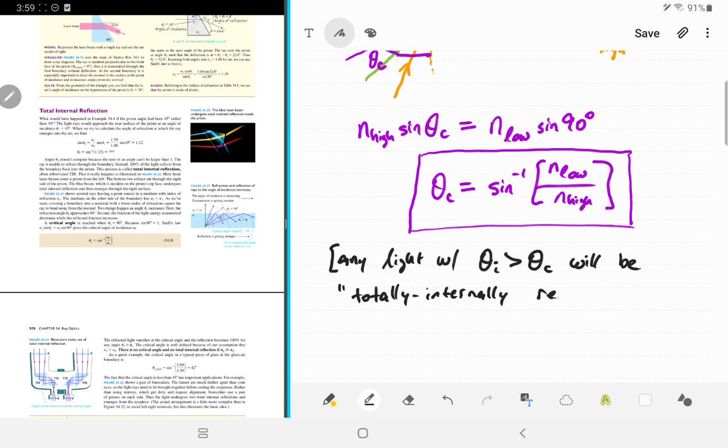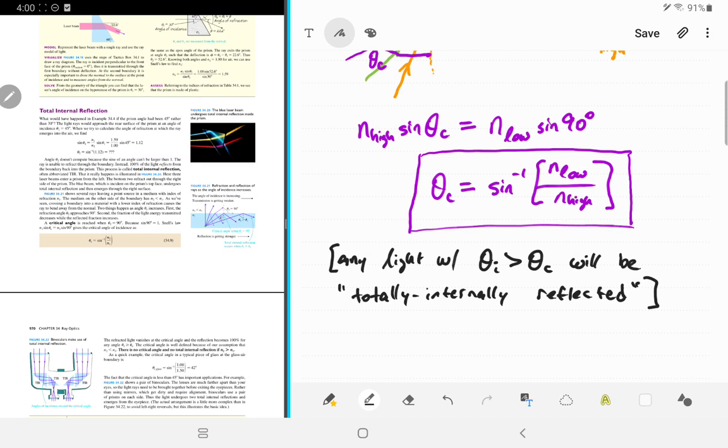reflected, or it will undergo total internal reflection. Reflected: adjective versus noun.